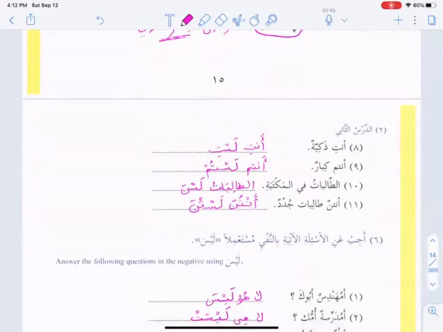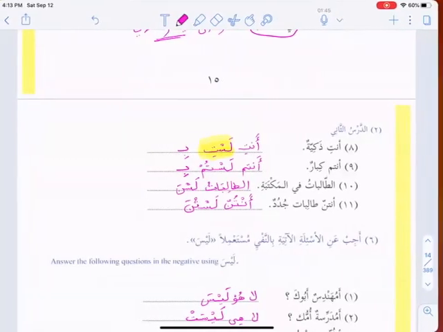Anta, anti zakiyatun. Okay. So anti lasti. See, lasti. Did you get the idea? Lasti bi zakiyatin. Now you will write down bi zakiyatin. Antum kibarun. Antum lastum bi kibarin. Atalibatu fil maktabati. Now see talibatu, it becomes hunna. Atalibatu fil maktabati. You will say atalibatu lasna.